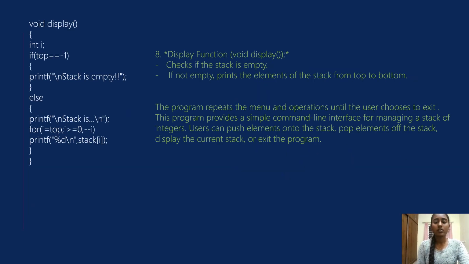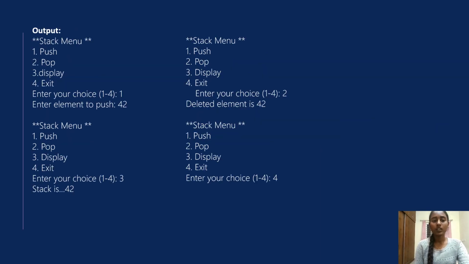The display function, void display, will check whether the stack is empty or not. If not empty, it prints the elements of the stack from top to bottom. The program repeats the menu and operations until the user chooses to exit. This program provides a simple command line interface for managing a stack of integers. Users can push elements onto the stack, pop elements off the stack, display the current stack, or exit the program. Then the output will be like stack menu: push, pop, display, exit, and enter your choice 1 to 4 or enter an element to push.